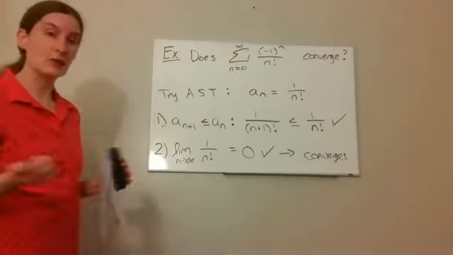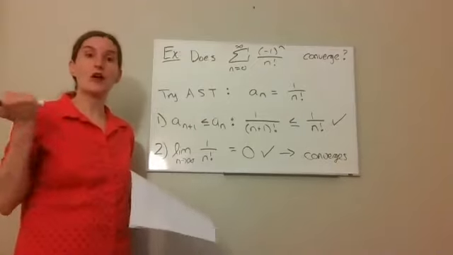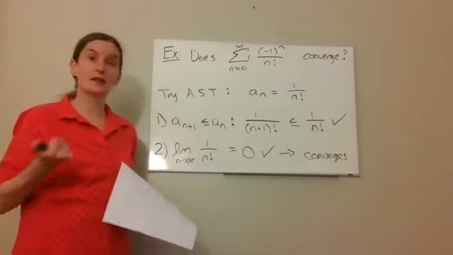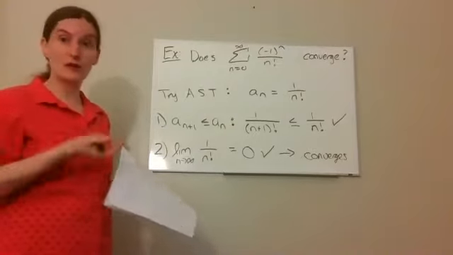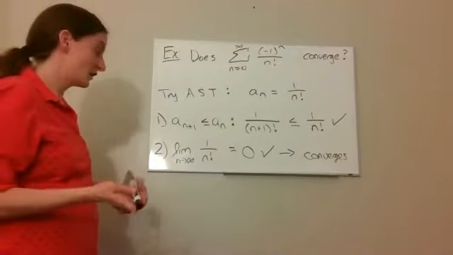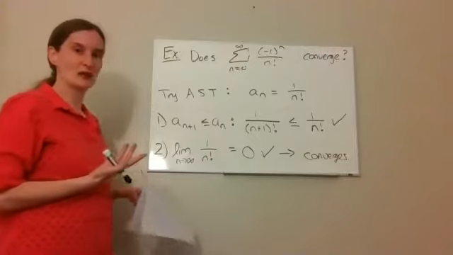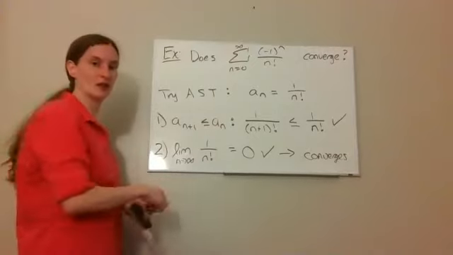All right, so that's what you do when you have an alternating series. Always try the alternating series test first, because if the alternating series test works, it's usually super quick. If it doesn't work, well, it didn't take you that long to try it anyway, so you might as well give it a shot.